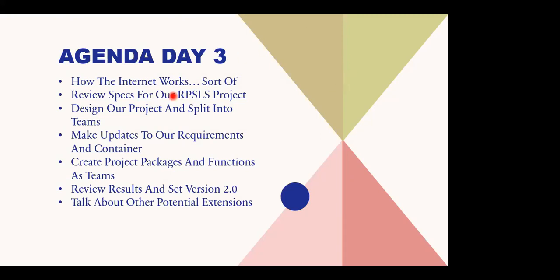We're going to review the specs for our rock, paper, scissors, lizard, Spock project, which is just an extension on our current project. We should be able to implement that fairly easily because we kind of knew we were going to be doing that, and we knew we should build it into some data structures. So we're going to do some design planning on our project. We'll split into teams like before. I think we're missing a few people today.